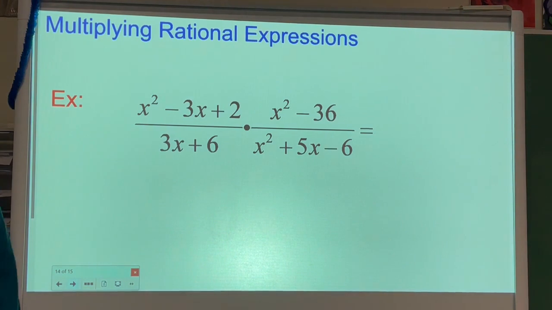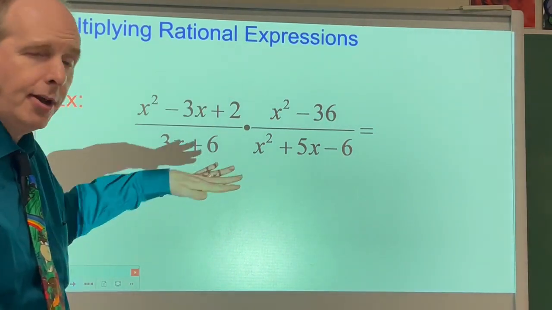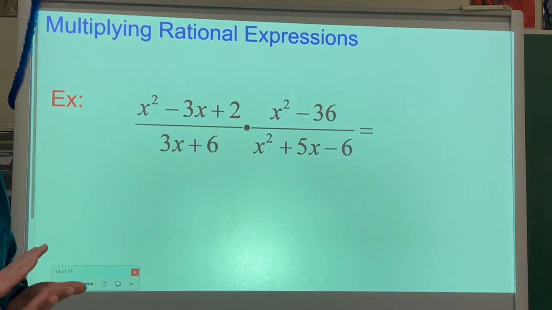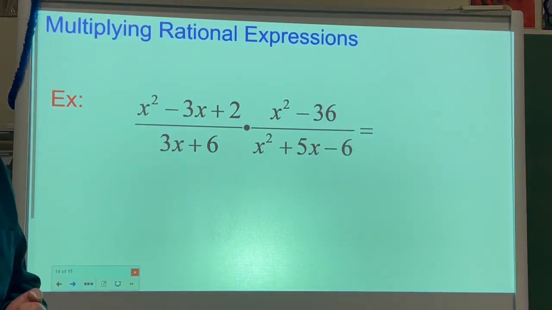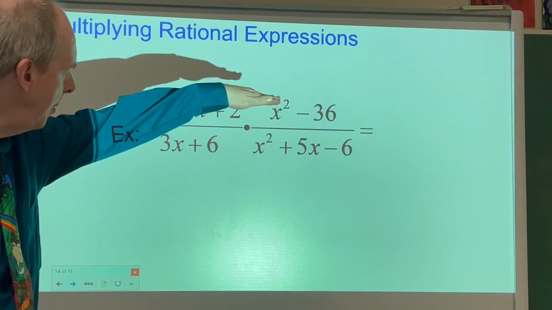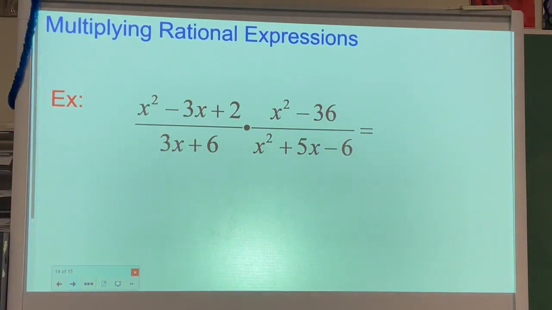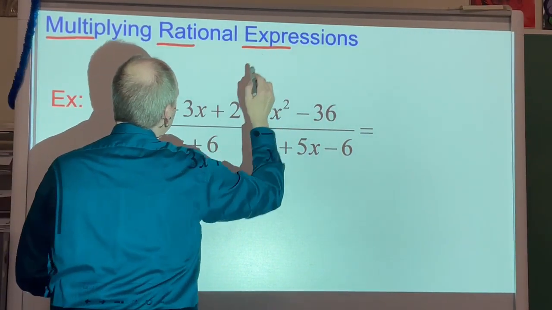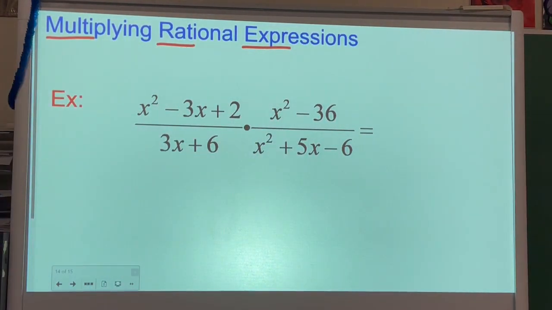This one right here. Leave yourself a little bit of room above and below, because we're going to factor as we go so we can cancel things out. All right? Leave room above, leave room below, multiplying rational expressions. Along the way, we always look for anything they have in common.